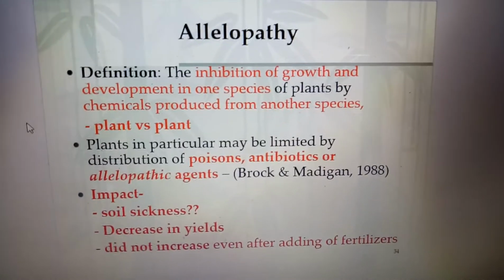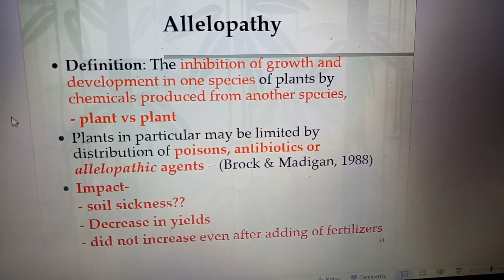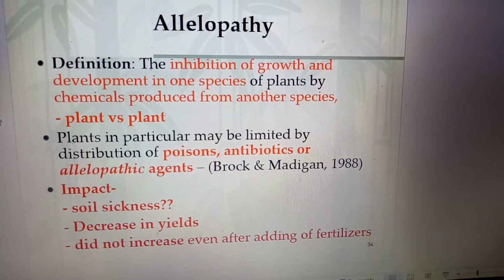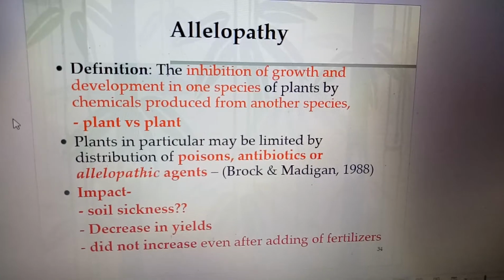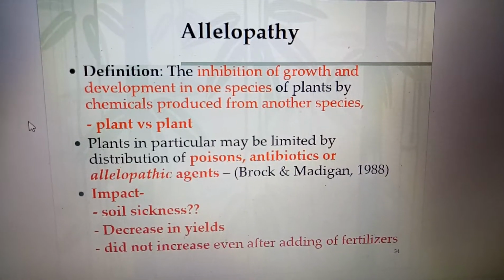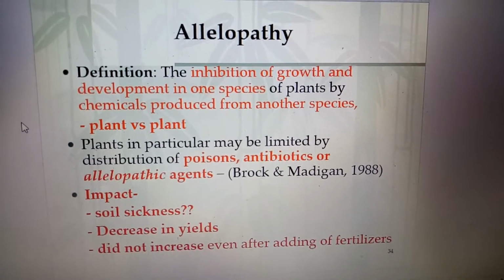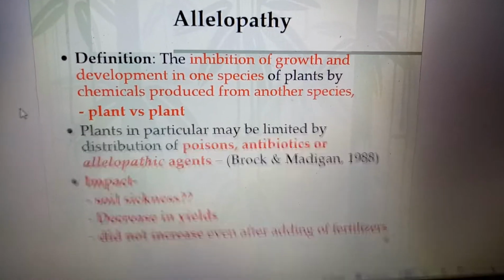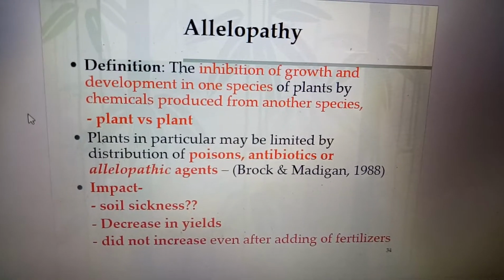Next we move on to the next subtopic, which is about allelopathy. So what is allelopathy? This is the inhibition of growth and development in one species of plants by chemicals produced by another species. For example, interaction between plant and plant. A plant may be limited by the distribution of poisons, antibiotics or allelopathic agents. The impact: soil sickness, decrease in yield, and no increase even after adding fertilizers.